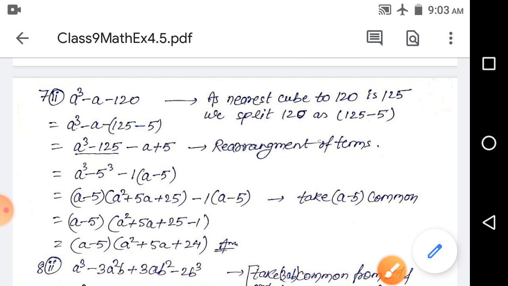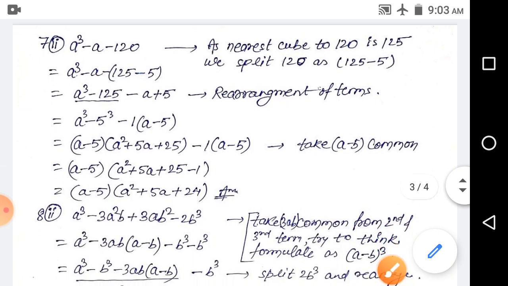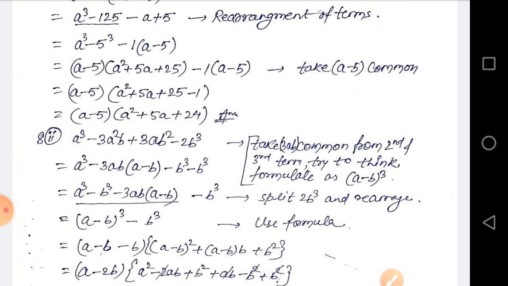Now go to the next question. 8a you can solve. Now I am solving question number 8b.